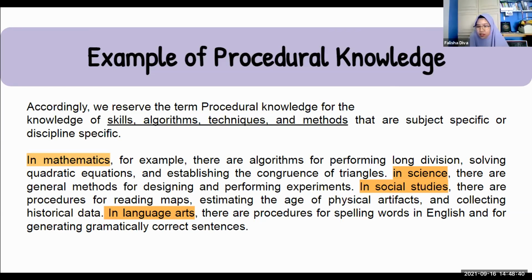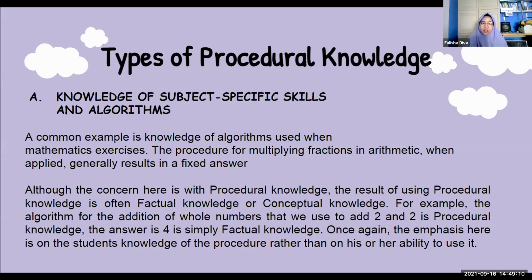Next, in science, for example, there are general methods for designing and performing experiments. And in social studies, for example, the procedures for reading maps, estimating the age of physical artifacts, and collecting historical data. Meanwhile, in the language arts, for example, the procedures for spelling words in English and for generating grammatically correct sentences.